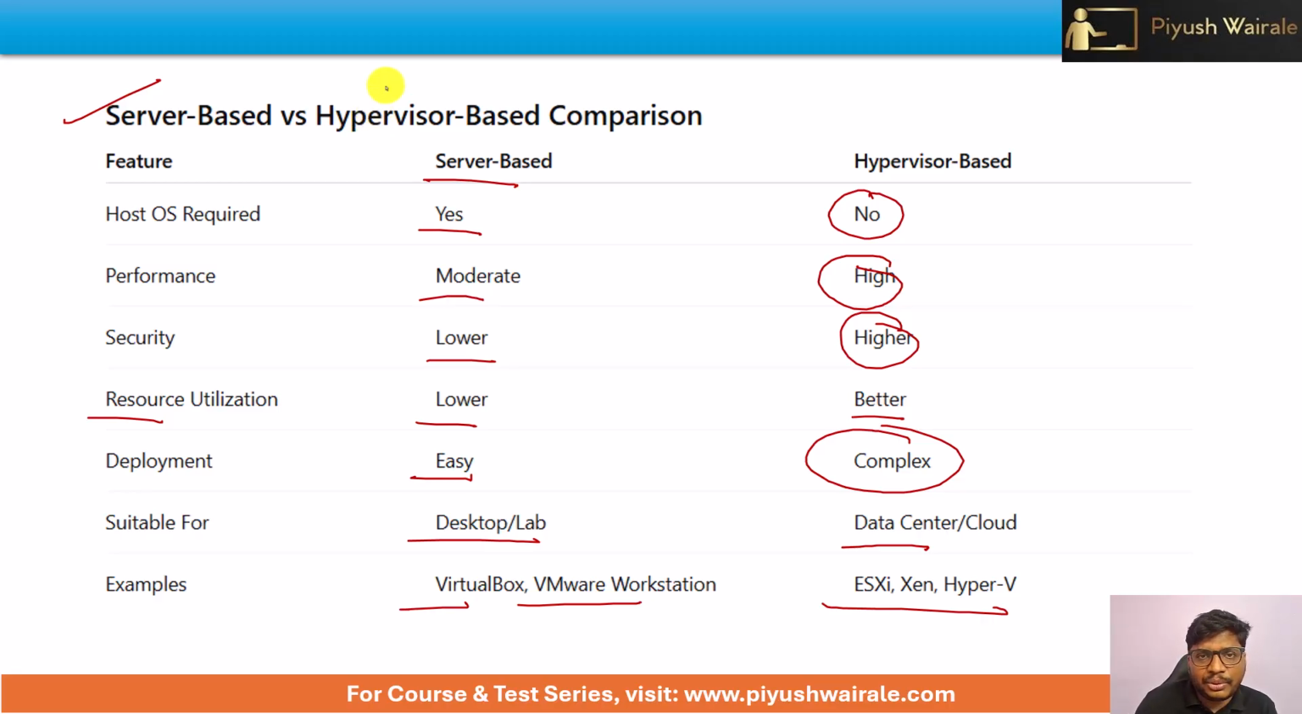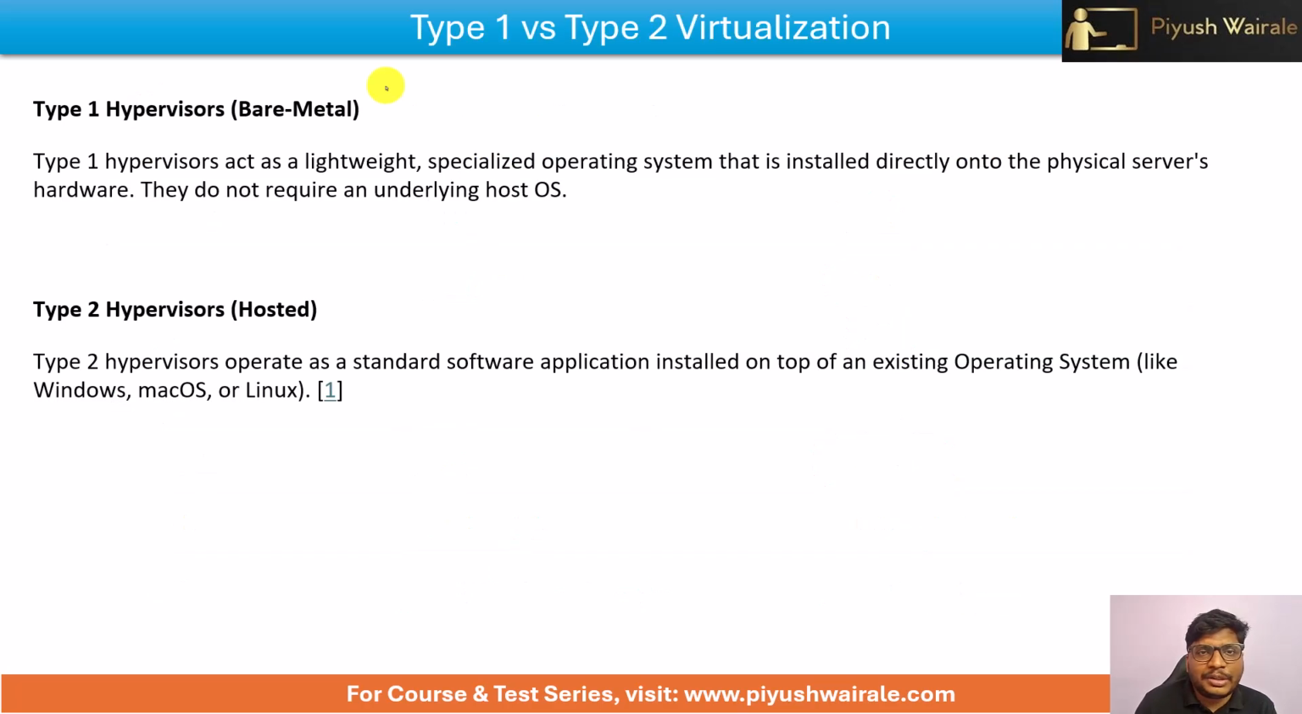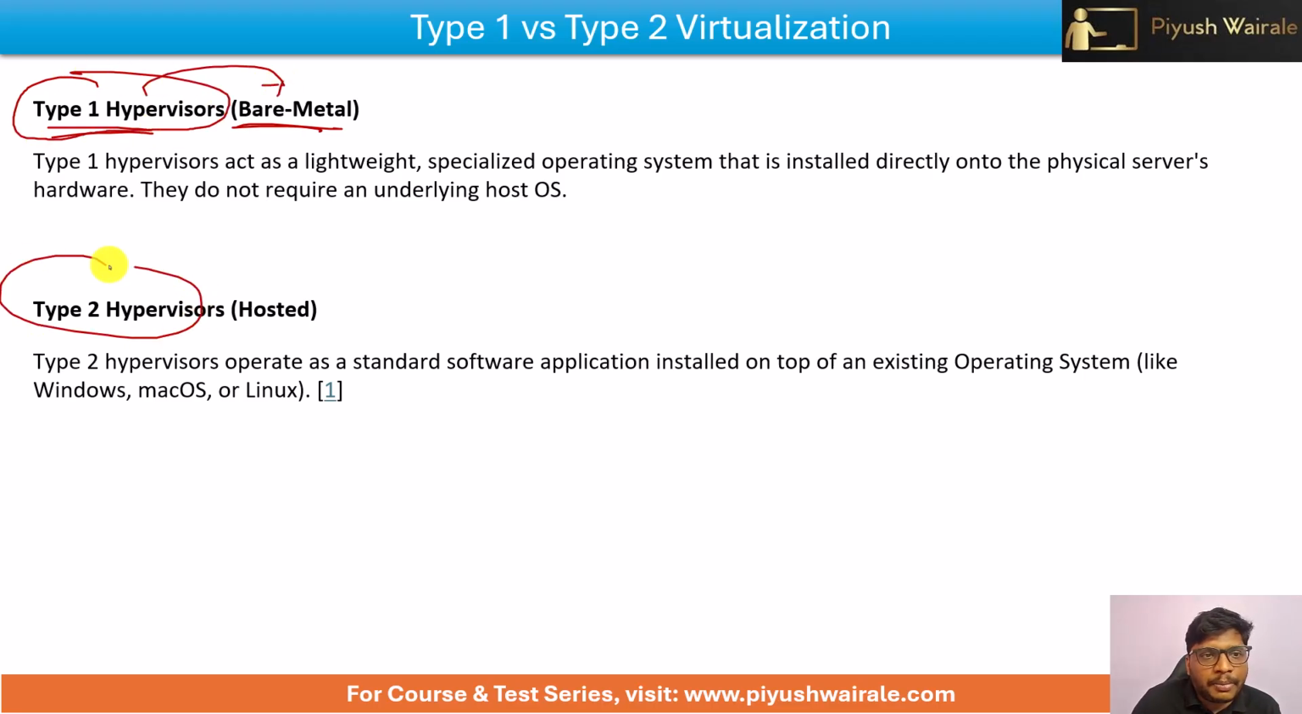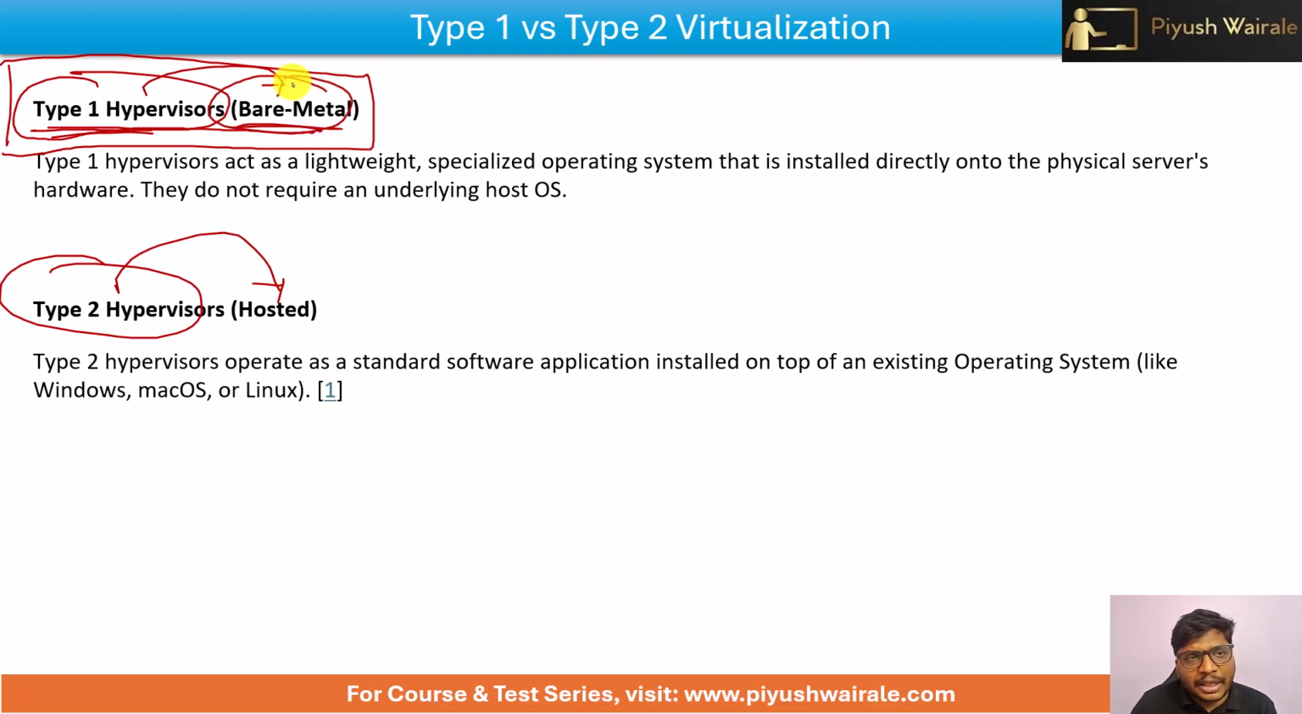Now next we have two different types: type 1 and type 2 hypervisors. Type 1 hypervisor is bare metal. Whenever we say type 1 hypervisor, it is bare metal; type 2 hypervisor is hosted. Very important topic. I have seen 2 to 3 questions based on this single line here. Which type of hypervisor is type 1? One of the options is bare metal, or you can expect the question in reverse order also.